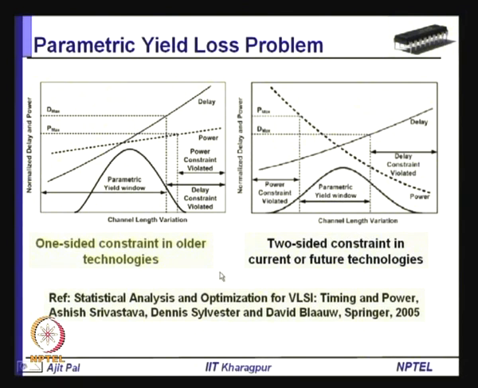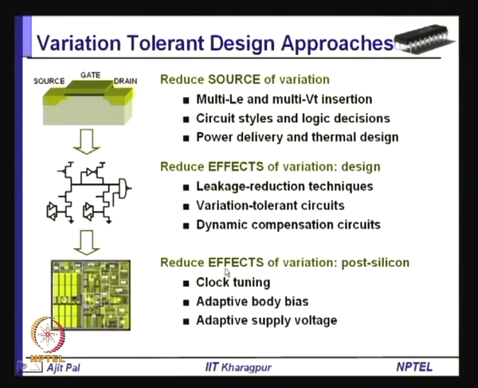So, we find that the yield is decreasing because of variation in process parameters. So, what has to be done? We have to go for variation tolerant design approaches. That means variation will take place, and we have to design in such a way that the circuit is tolerant to the variations. How can it be done?